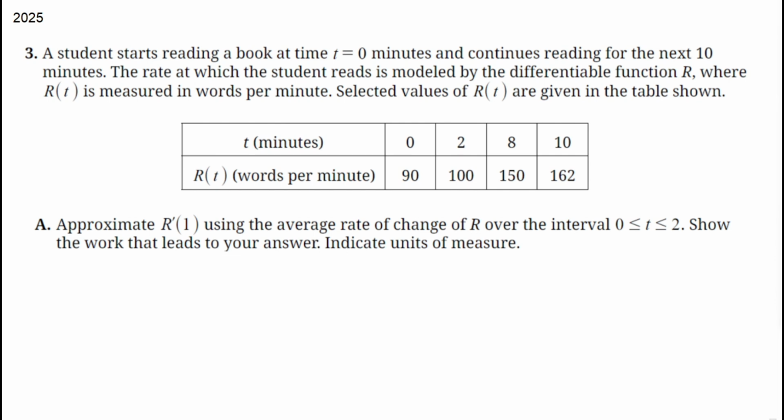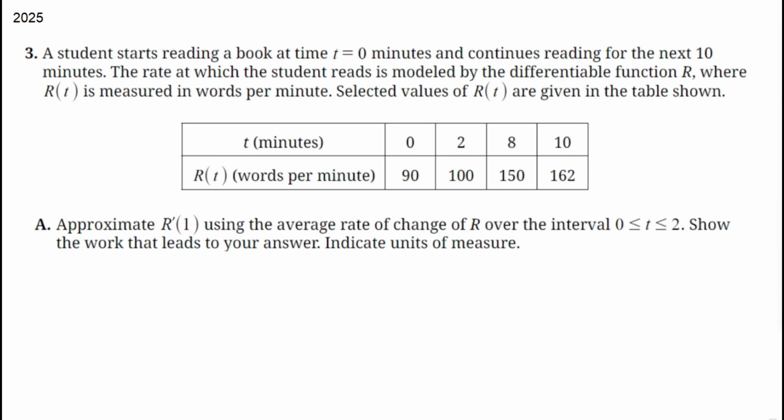And so they give us a chart in this case. And it's not always a chart. Sometimes it's just a function. But for this one, they give us a chart that says that at t equals 0, 2, 8, and 10 minutes, here is his rate of words per minute that he is reading. And so what we want to do first, which is fairly common here, is to approximate capital R prime of 1 using, and they even tell you how to do it, the average rate of change of R over the interval from 0 to 2 and use correct units.